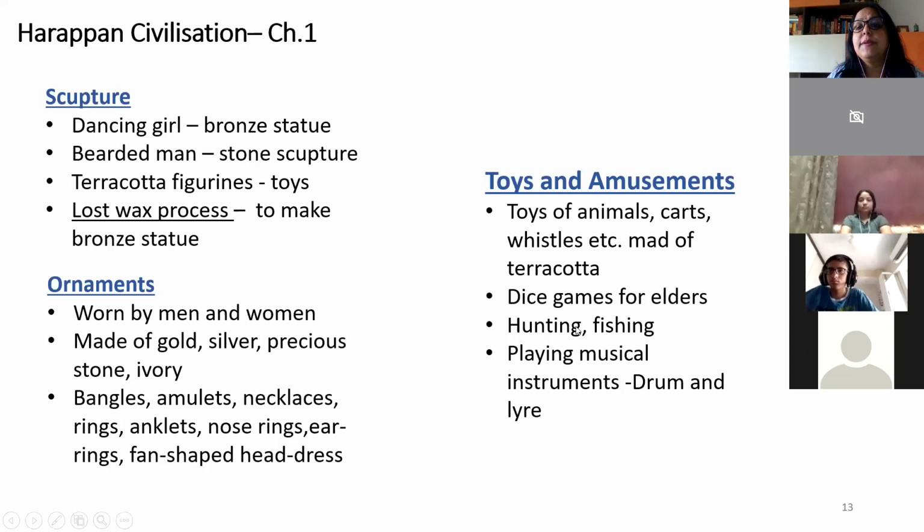Toys and amusements, a lot of toys, animal cards and everything, whistles. How did they pass their time? Hobbies, free time, how did they do? All this, they made whistles for small children, toys, cards and all that, bullock carts, everything. Dice games were there for elders. Hunting and fishing was a hobby that they pursued. It was a hobby. Hunting was not a full-time activity. Hunting and fishing was a hobby.